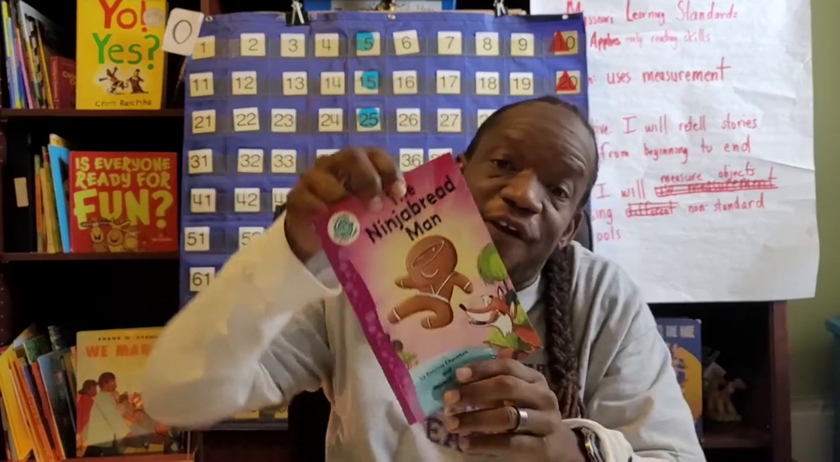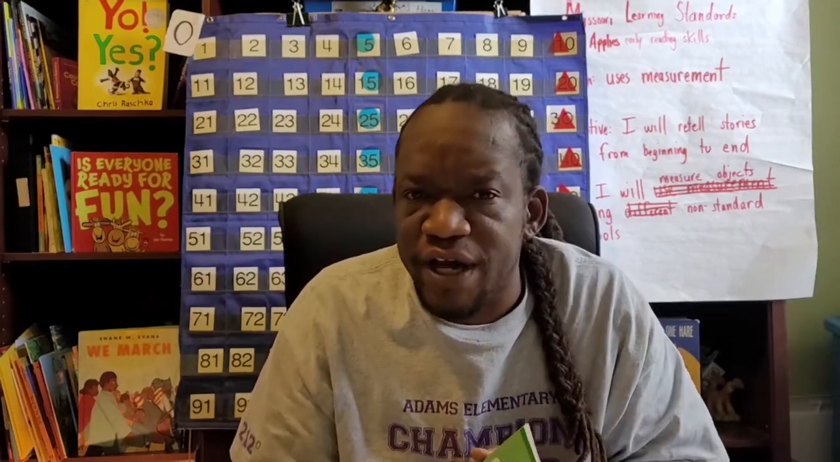All right? So in the beginning, I already know what happens, don't I? But this is the spine. This is the back cover. And this is the front cover. And the author of this book is Katrina Charman. And the illustrator is Fabiano Fiorin. The author does what? The author writes the words in the story. The Ninjabread Man. And we're reading this with permission from Crabtree Publishing.